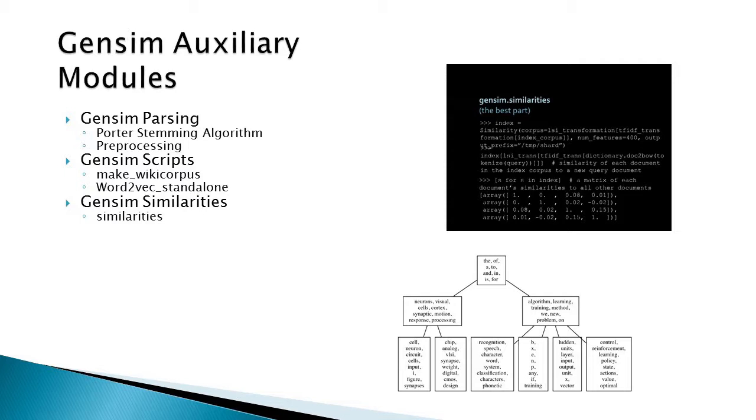The preprocessing for the Gensim parsing module contains functions to preprocess raw text. The method for preprocessing is stem, which returns the lowercase, stemmed version of the string text. Onto Gensim scripts. For scripts, we have the make wiki corpus. The make wiki corpus will convert articles from the Wikipedia dump to vectors. The input will be a BZ2 compressed dump of Wikipedia articles in an XML format. Vocabulary size controls how many of the recurring words to keep.